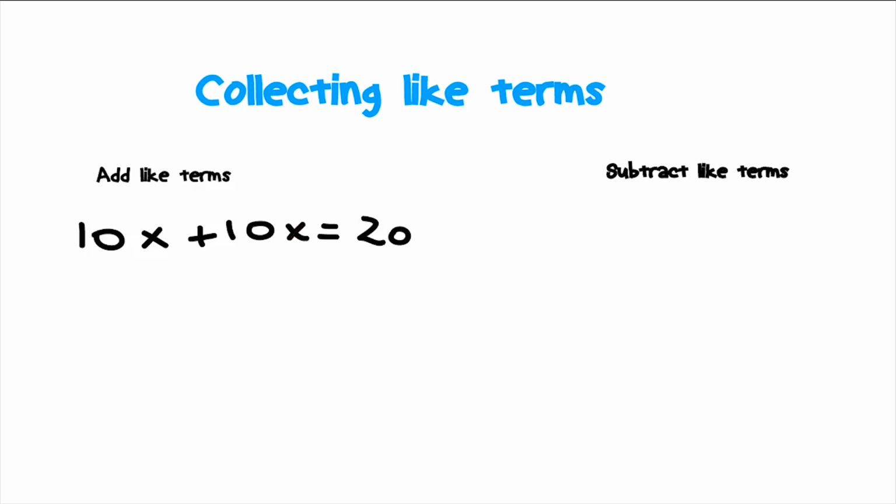But what about if the variables are different? What if we had 10x plus 2y? Well, we can't do this because the variables are different. We've got x and y, so we cannot simply add the coefficients.